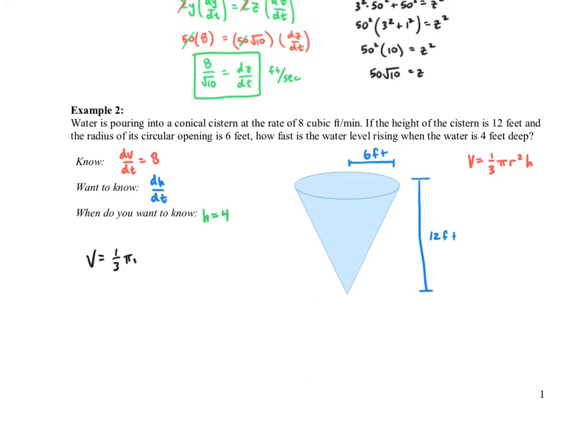We have r and we have h, and that's a little bit of a problem because we don't really know much about r in this problem except that at the top the opening is 6 feet. R, however, as we progress through the cone, is changing in size. What that means is that we cannot put 6 in for R right now because R is only 6 at one moment. We also can't put anything in for H because H is constantly changing as well.